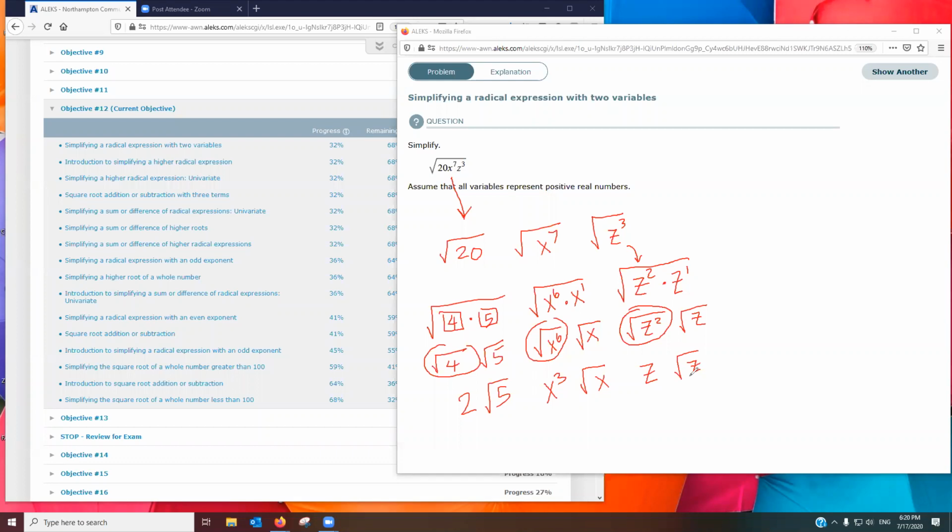Okay, this is the answer. If you wanted to, you could combine these 2 square root parts, put it under 1 square root if you wanted to. So I could write it as x z. And then I'm going to write the rest in front: 2 square root of 5, x to the 3, and a z in front. So this is the final answer for this example.